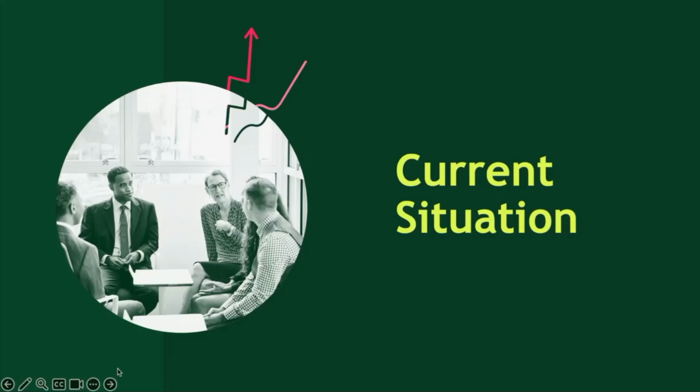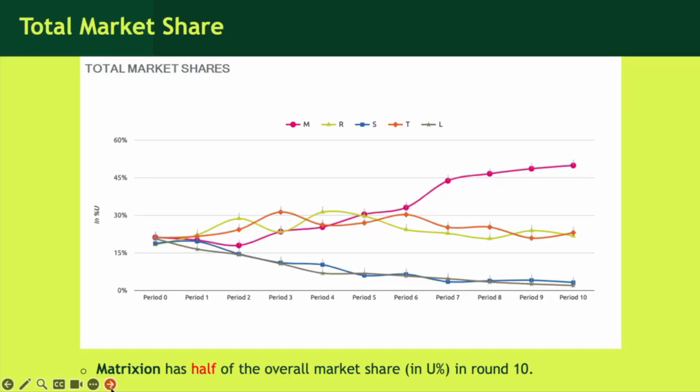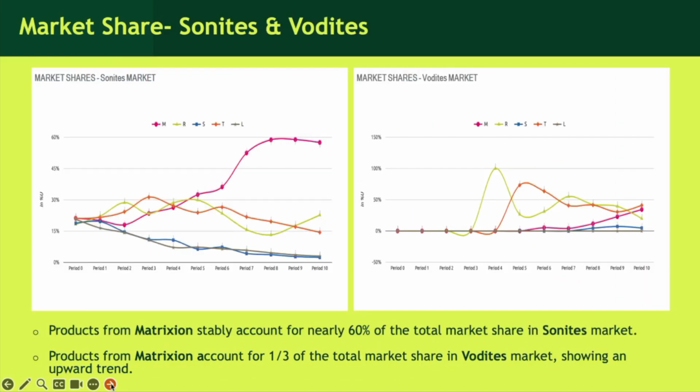Okay, let's move on to the current situation. For the total market share, Matrixon has half of the overall market share in round 10, as we can see in the pictures. For each of Sonnet and Waldet, in Sonnet, the products from Matrixon stably account for nearly 60% of the total market, while in the Waldet market, Matrixon's products account for 1/3 of total market share and show an upward trend.